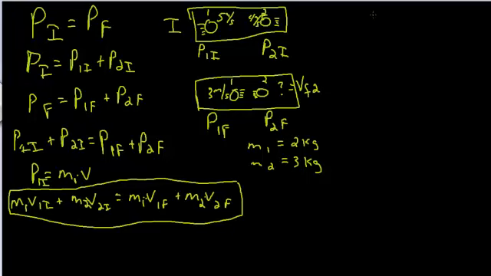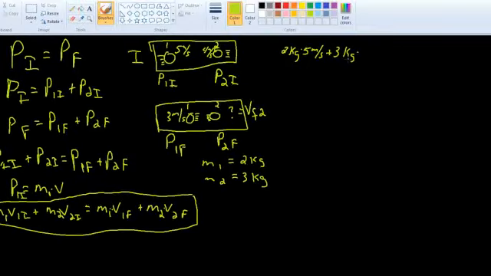Okay. Now, here we go. The mass of object 1 is 2 kilograms. The initial velocity of object 1 is 5 meters per second. Plus the mass of object 2, 3 kilograms, times the velocity initial of object 2, 4 meters per second. If I wrote that down, I would be wrong.